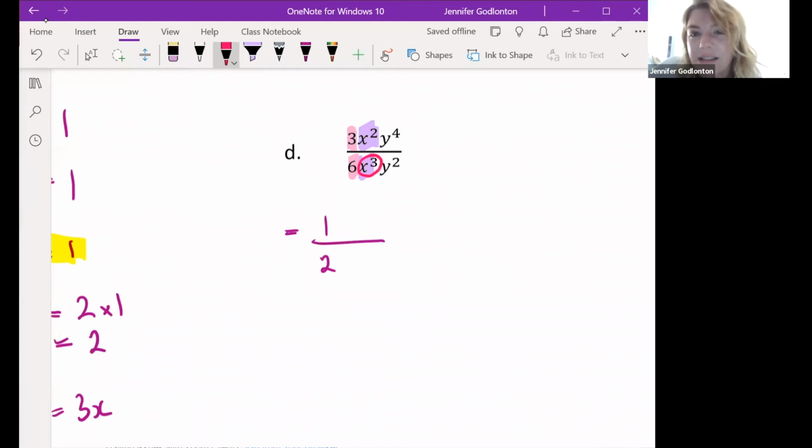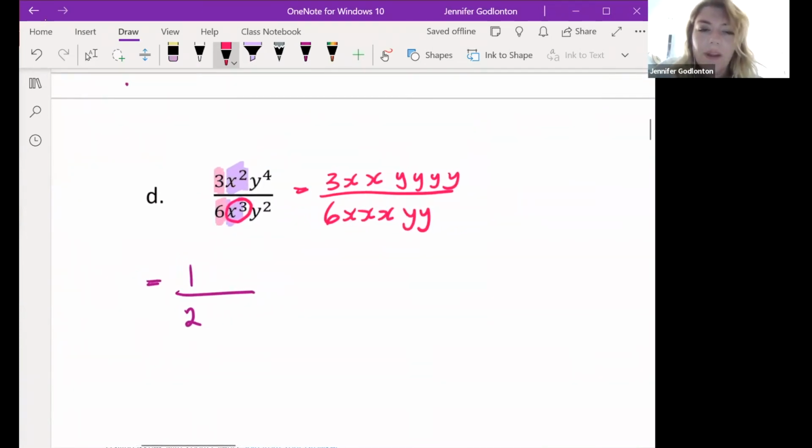If I had to write this out the long way, this is what this would look like. I would have 3 over 6. I'd have 2 x's up there. I would have 4 y's up there. And you're also welcome to write this out in your test like this, if it helps. I have 3 x's at the bottom, and then I've got 2 y's. So if I was looking at this, that x will cancel with that x, and that x will cancel with that x. And you'll see that you're left with 1x at the bottom.